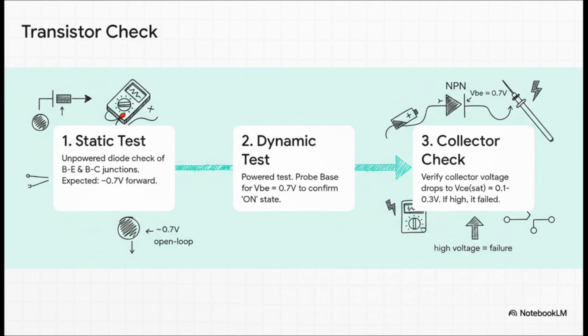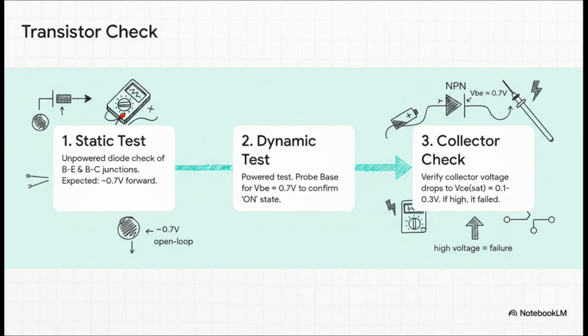So here's your transistor switching verification protocol. It has to be systematic. Step 1 is a static test with the power off. You're going to do a diode check on the base-emitter and base-collector junctions. You should see about 0.7 volts forward biased and an open loop reading when you reverse the leads. If a junction is shorted, you'll read near 0. If it's open, you'll get an open loop reading in both directions. Simple.